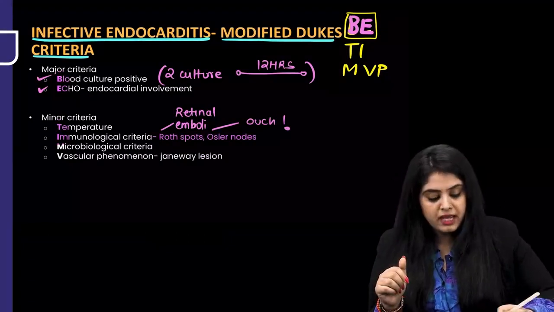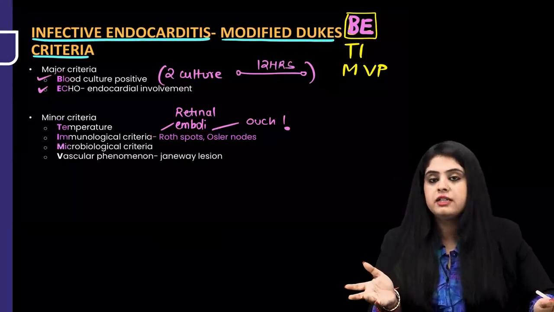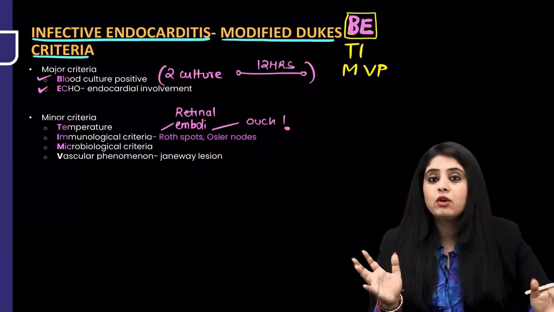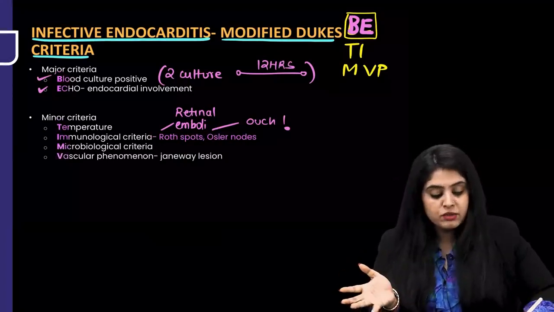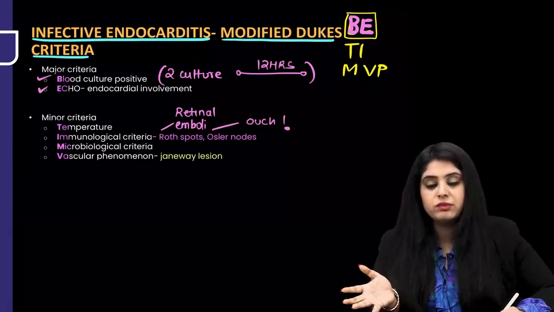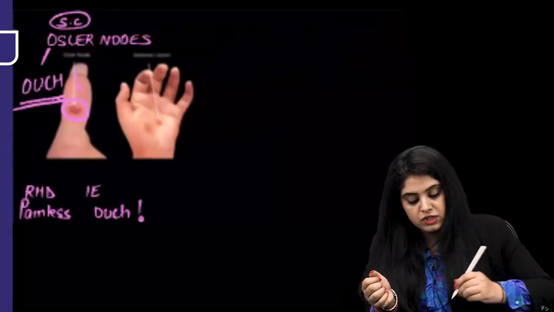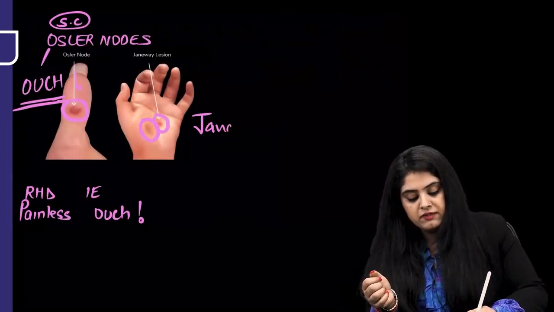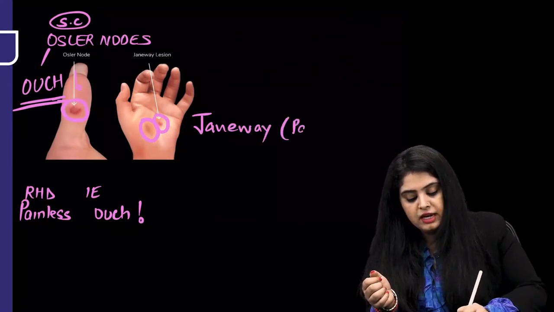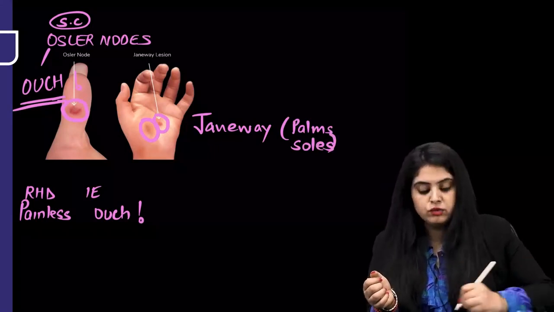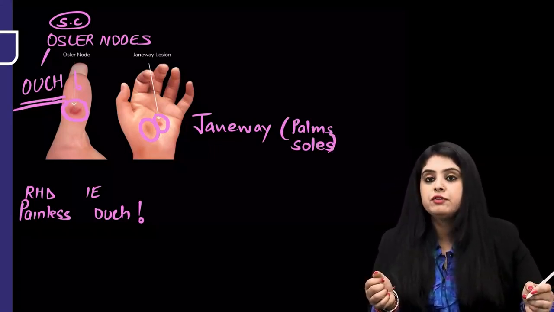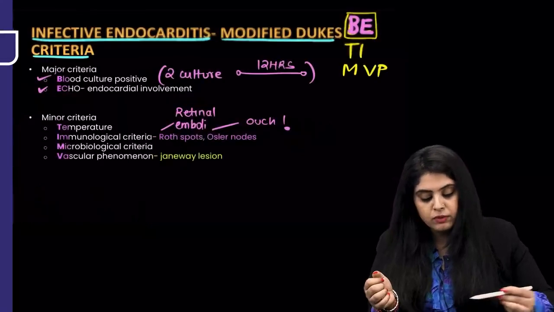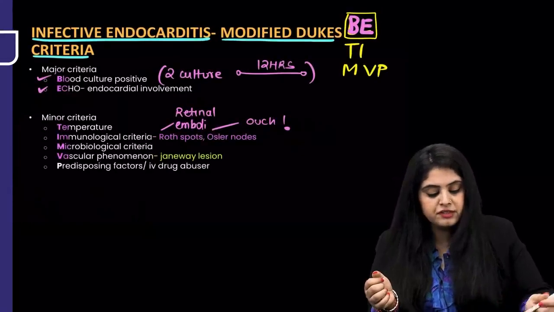Most valuable person mein M is for microbiological criteria. Microbiology mein the organisms should be there. Vascular phenomena. Vascular phenomena is known as Janeway lesion. What is Janeway lesion? These are rashes that you see on the palms and the soles. Janeway lesions are going to be seen on the palms and the soles. So those are the Janeway lesions that you all have to know. So beti most valuable bus person is left, which is the easiest one.